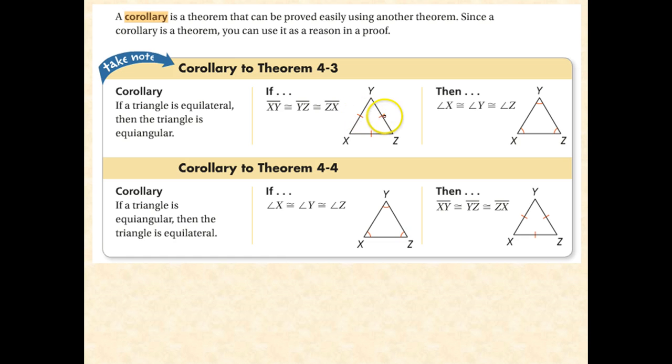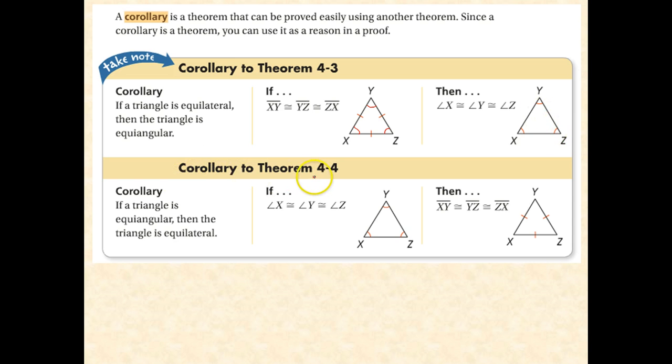So remember, the isosceles triangle theorem said that if two sides of a triangle are congruent, then the angles opposite those sides are also congruent. So that means that the angle across from segment XY is going to be congruent to the angle across from segment YZ. And since these two are congruent, you know that this angle is congruent also. So the only justification you need to prove this theorem is theorem 4.3, the isosceles triangle theorem. So if you have an equilateral triangle, then it is also an equiangular triangle, meaning all three angles are congruent.